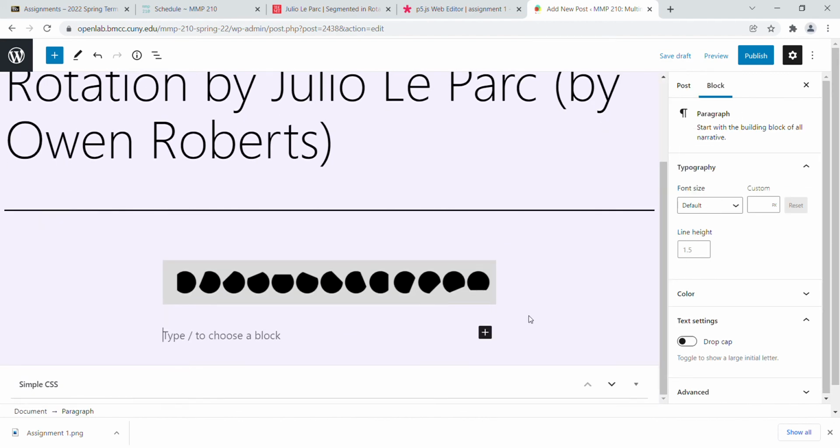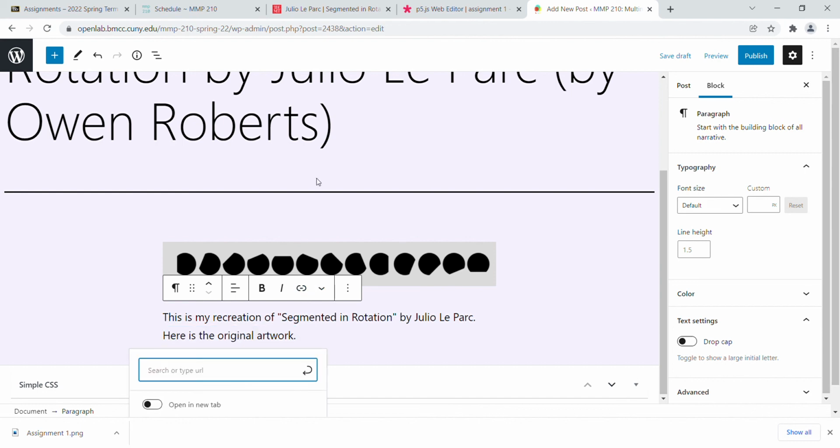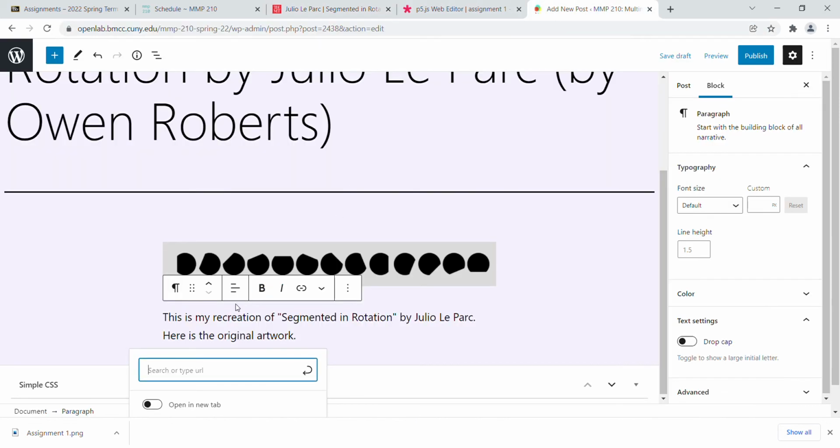And so then I could say this is my recreation of, what's the name of it? Segmented in Rotation by Julio Leparc. And I can add a couple of links. So I can say here is the original artwork. So when I add a link in WordPress, I just can select the text I want to link and click on this link button here. And so then I'll go grab that link from the Met website. So I just copied that and I'll paste it in here.